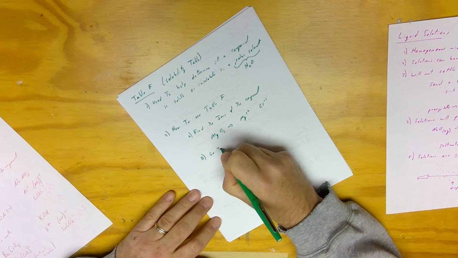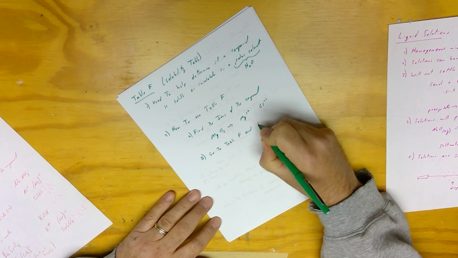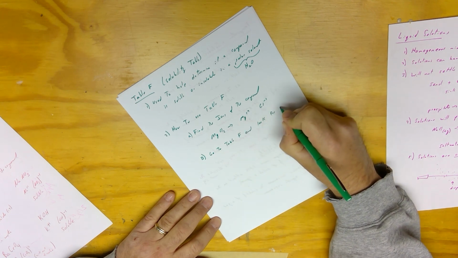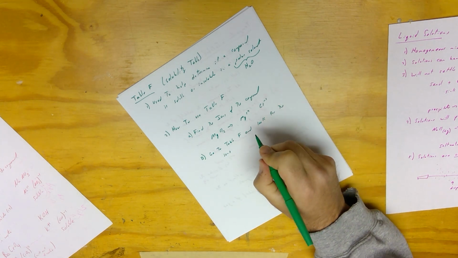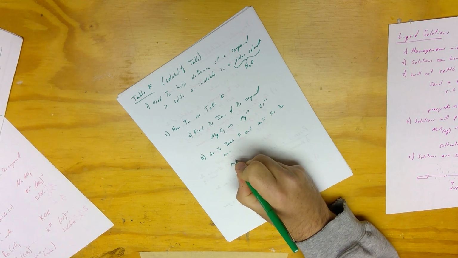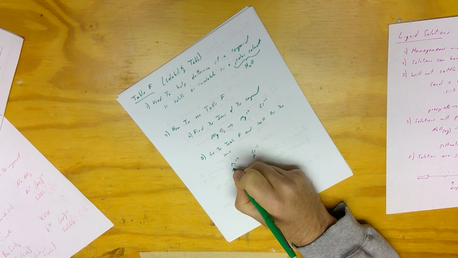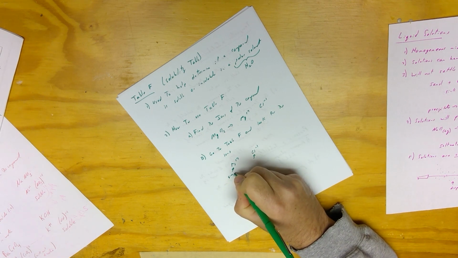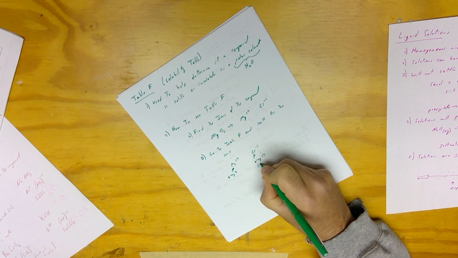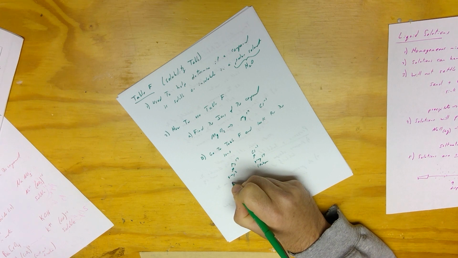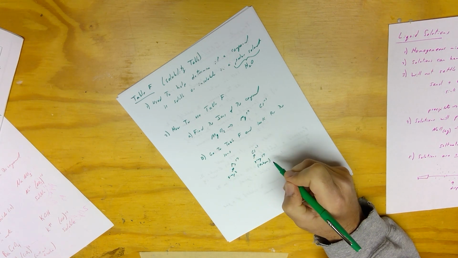go to Table F and look for the ions. So for MgCl2, we have Mg2+ and Cl-. Now remember, Mg is group 2 and Cl is group 17. So this is a halogen, and this is an alkaline earth metal. Remember that, because that will help you.